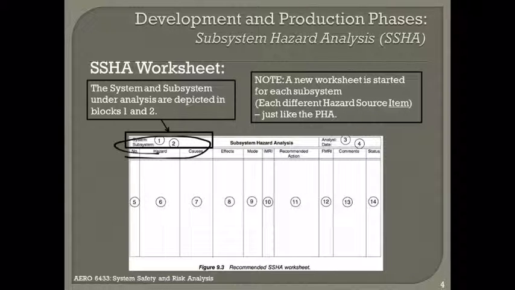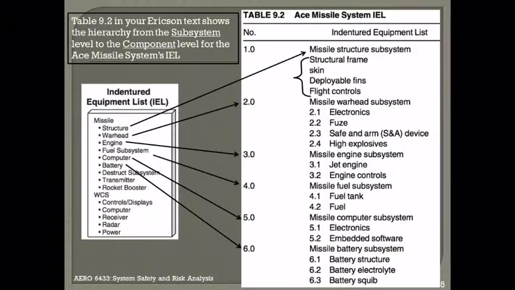It's very detailed. And here's what that's going to look like. Remember the ACE missile example from our text in earlier presentations? Here's the indentured equipment list from that ACE missile example. So the missile is the system level. Structure and warhead, all the bullet points, those are the subsystems. As such, a new SSHA worksheet will be initiated for each bullet point. For each of these bullet points, a new worksheet will be initiated.